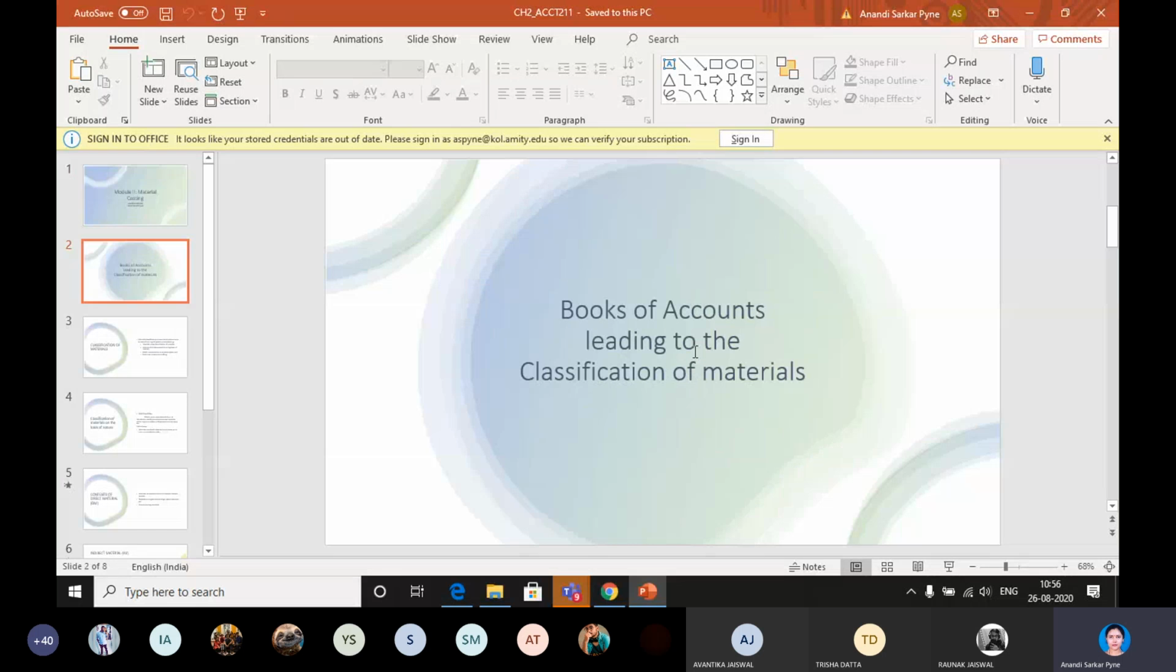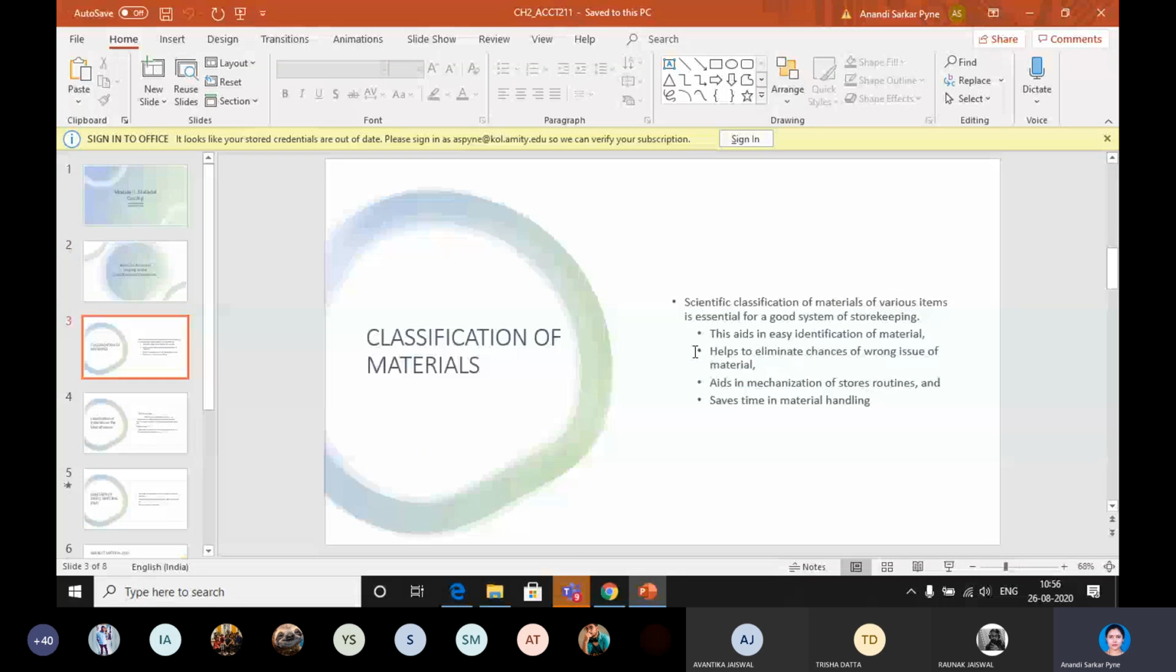So basically, why is classification of materials required? Scientific classification of material is required for a good system of storekeeping because it helps in easy identification of materials. It aids in elimination of chances of wrong issue of materials.